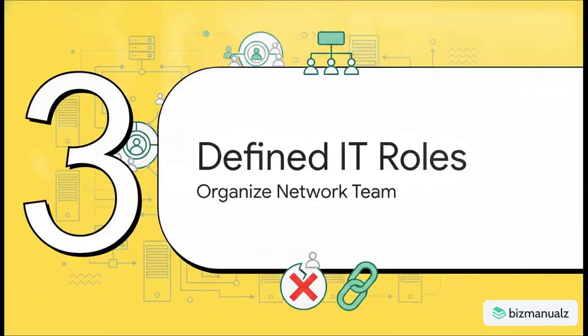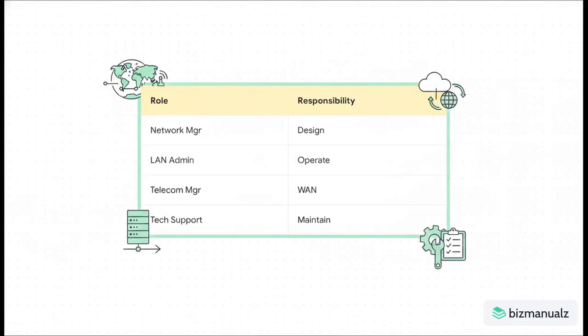Okay, Section 3, Defined IT Roles. Let's talk about organizing your network team. You know, as well as I do, that a procedure is really only as good as the people executing it. And confusion over who does what? Yeah, that's a leading cause of network downtime. This manual clearly maps out responsibilities across 4 key roles to completely prevent that overlap.